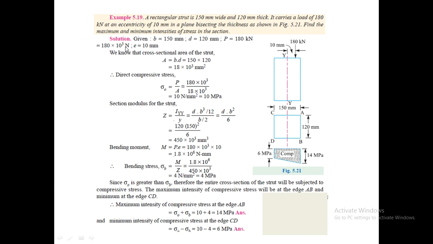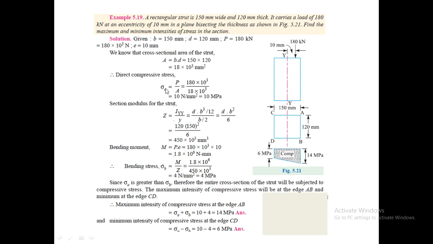Here I have included a model problem. A rectangular strut of 150 mm width and 120 mm thickness is considered. It carries a load of 180 kilonewton at an eccentricity of 10 mm in a plane bisecting the thickness as shown in the figure. We are supposed to find the maximum and the minimum intensities of stress in the section. Here we can see the eccentric load 180 kilonewton acting at a distance of 10 mm from the centroidal axis, and the width and the length of the cross section of the rectangular strut are 120 mm and 150 mm.